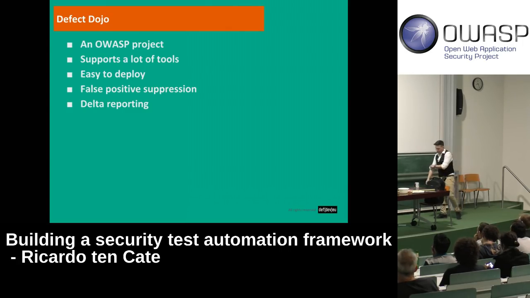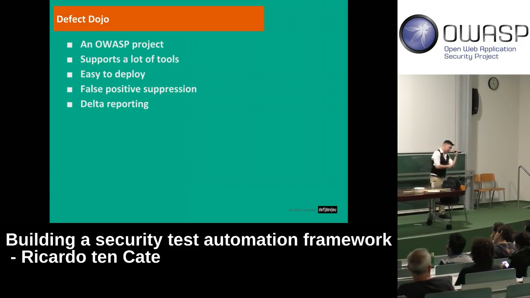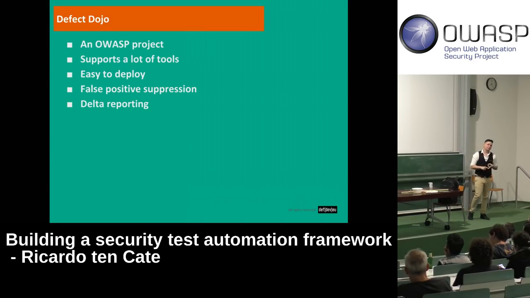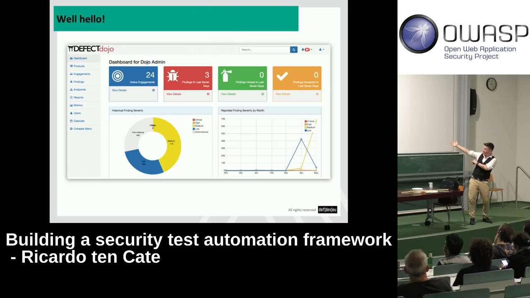So luckily there's also Defect Dojo. And Defect Dojo I can use for false positive suppression and delta reporting. So that's pretty darn nifty. So this is my whole vulnerability management setup. So you can imagine I have this pipeline. I have my security tools. I run my security tools. These tools push the metrics to my vulnerability management tool, which looks a bit like this. And from here, I can effectively manage all my vulnerabilities.